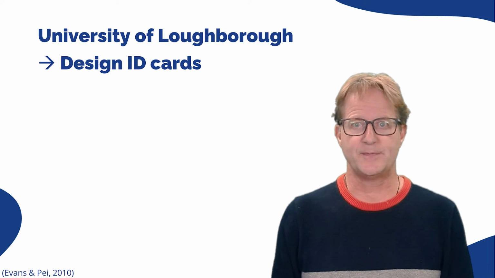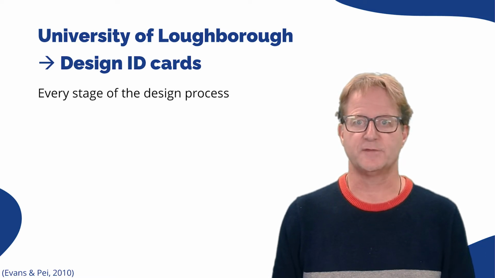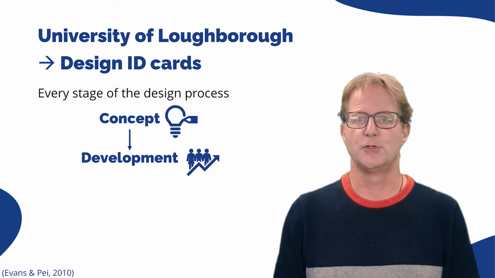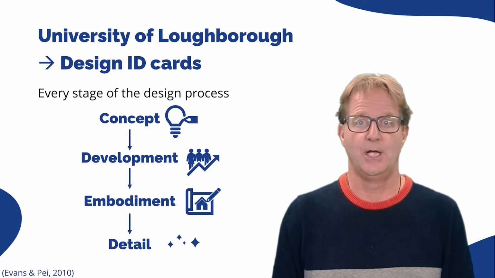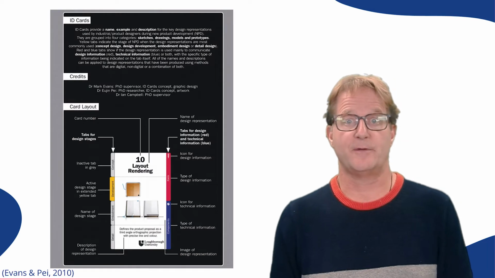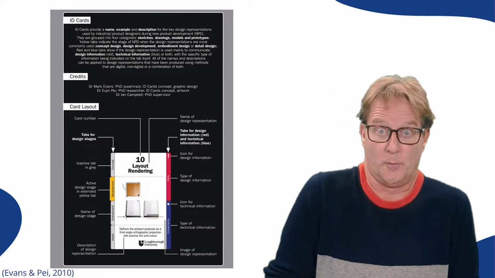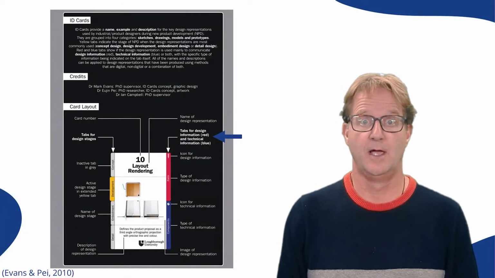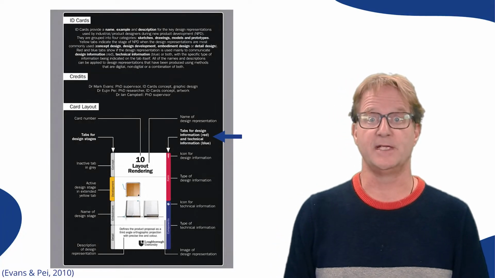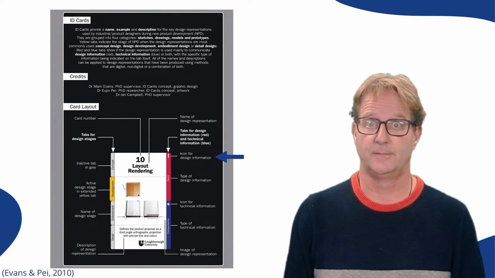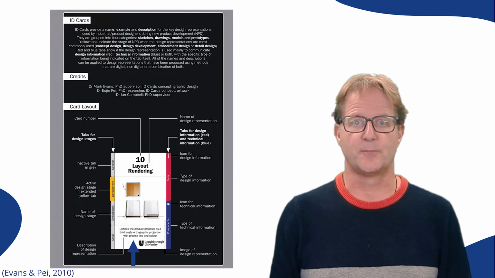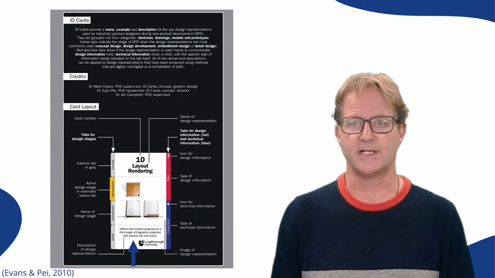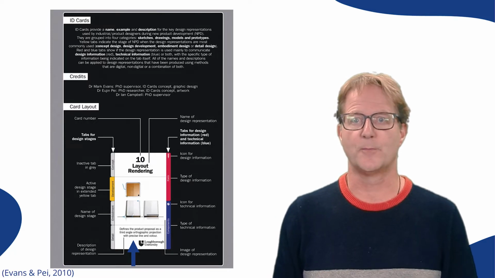The cards represent models for every stage of the design process, starting from the phase of concept to development to embodiment to detail. The cards show whether the design representation is used mainly to communicate design information, technical information, or both, with the specific type of information being indicated on the tab itself. At the bottom of each card, the purpose is shortly explained. These cards can give you guidance and inspiration in making your prototype.